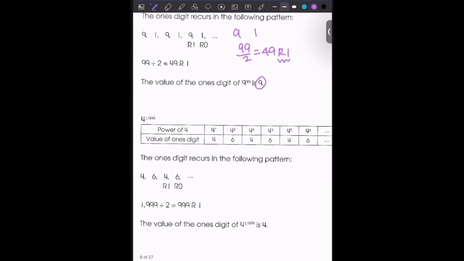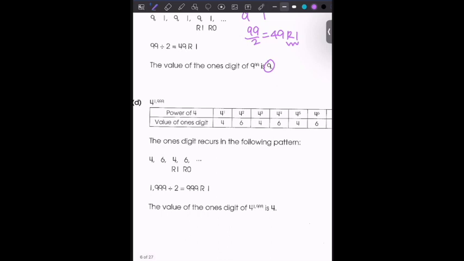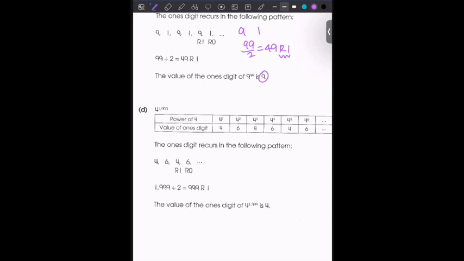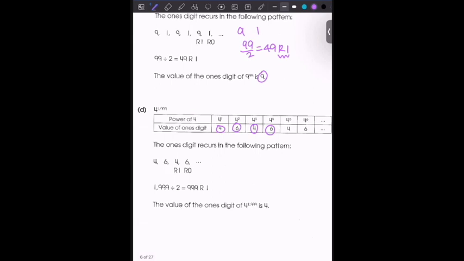Now for 4 to the power of 1999, we're constantly going to use this strategy of identifying patterns in cycles. And so 4 to the power of 1 is 4. 4 to the power of 2 is 16, so the ones digit is going to be 6. 4 to the power of 3 is going to be 16 times 4, so it's going to be 64, so the ones digit is 4. And then 4 to the power of 4 has an ones digit of 6. So again, we see a recurring pattern of the ones digit ending in 4 and 6.